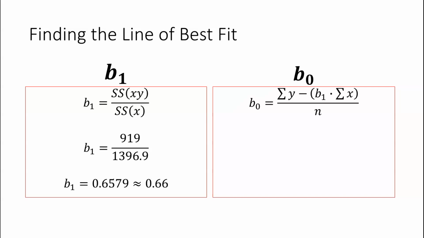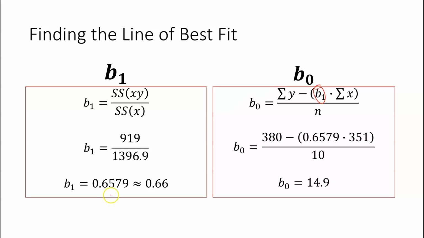Using that value to calculate B0, I recommend that you do not round when you're going to use the calculation again. So notice I'm not using 0.66 there. We're going to get a closer value the less we round. This is straight from our table, and so is this one. And B0 is 14.9. So let's see, we put that into the equation for the line of best fit. Y hat is 14.9 plus 0.66x.